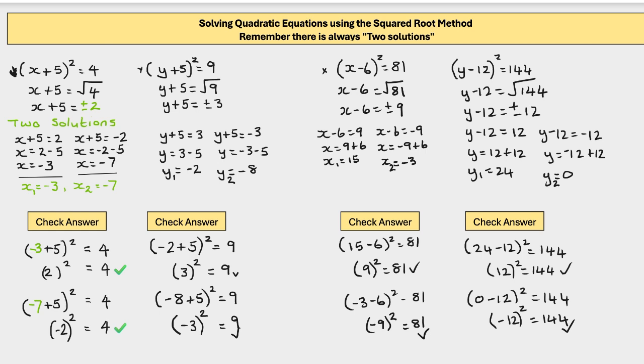So I hope you understand those. If not, rewind, pause, all that sort of stuff. And I can assure you, you will get it. But it's actually knowing which solution to use. Using the square root method on these is perfect. Just remember to check your answers, and you'll be fine.